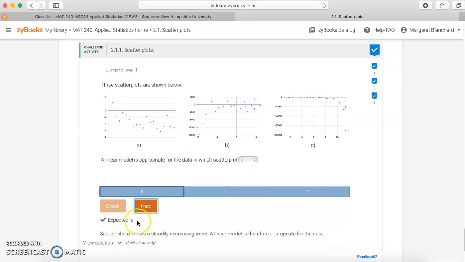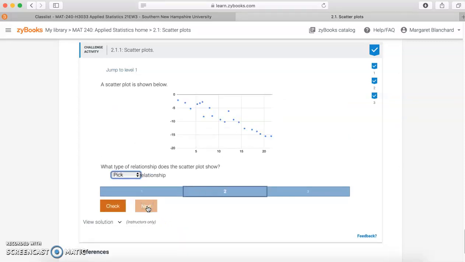Check. Expected A. Scatterplot A shows a steadily decreasing trend. A linear model is therefore appropriate for the data. So let's click next. A scatter plot is shown below. What type of relationship does a scatter plot show?